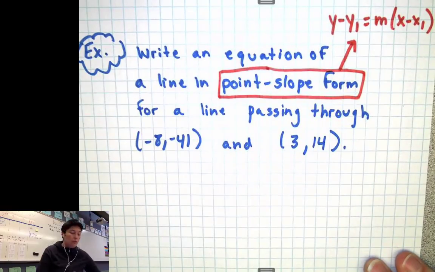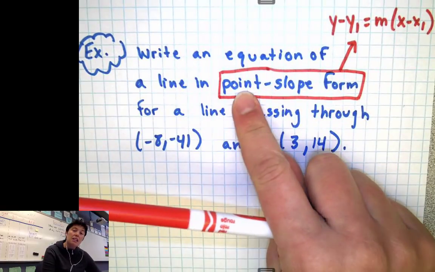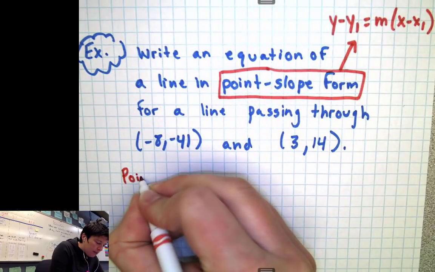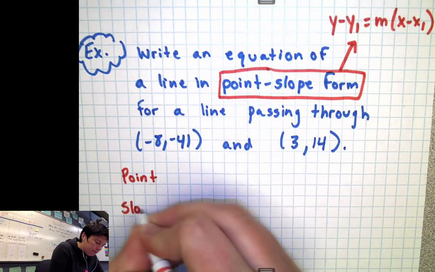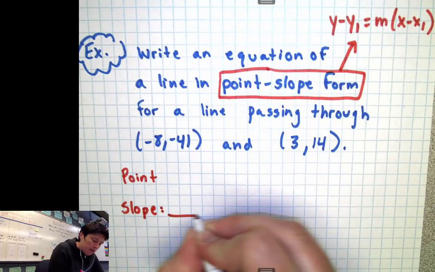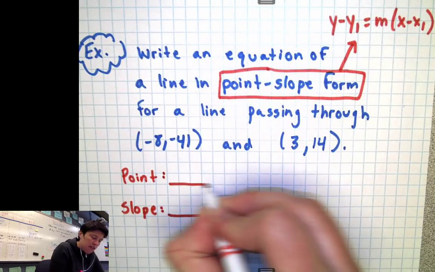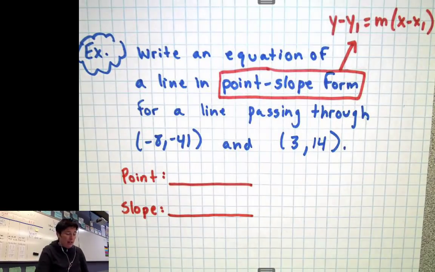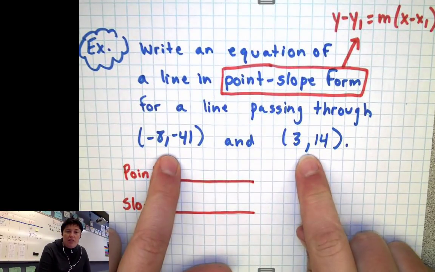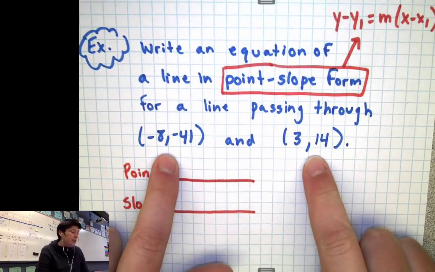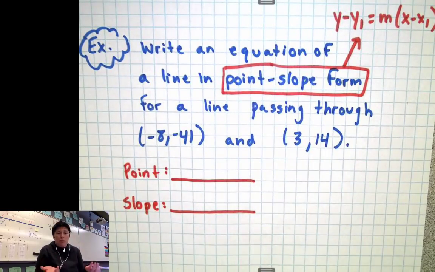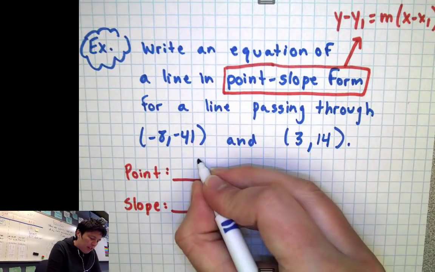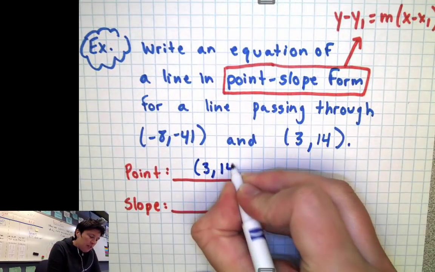So what does that mean? Well, it means I need a point, and it means I need a slope. So I'm going to write that down here. I'm going to need a point, and I'm going to need a slope. Those would be my two things that I'm going to try to find. Well, this problem's not too bad because we already have a point. We actually have 2 points, (-8, -41) and (3, 14). So you can choose either one, whichever point you like. I think I might use the (3, 14) just because the numbers are a little smaller and nicer. So that's going to be my point.